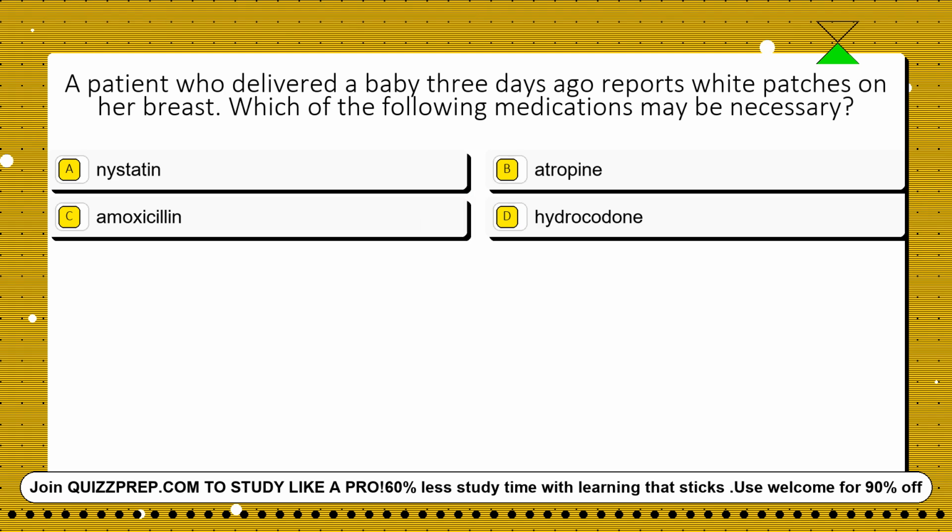Question 32. A patient who delivered a baby 3 days ago reports white patches on her breast. Which of the following medications may be necessary? Option A. Nystatin. Option B. Atropine. Option C. Amoxicillin. Option D. Hydrocodone.